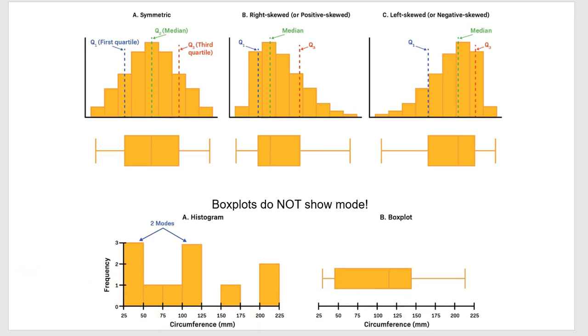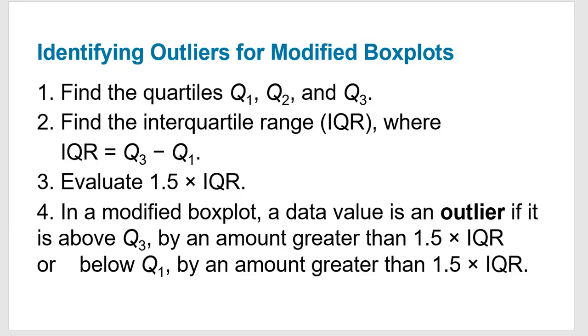There is something that you can do called a modified box plot, and let's talk about that for a little bit. If you were going to do a modified box plot, what that means is that you're not going to take into consideration those outliers. So we have to have a process of how we identify what an outlier is. In order to do that, we need Q1, Q2, and Q3.